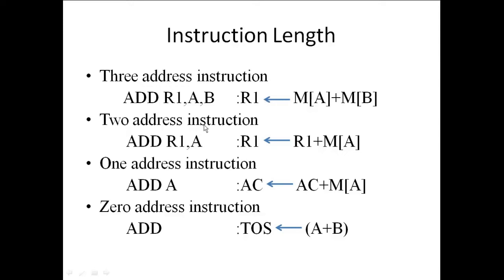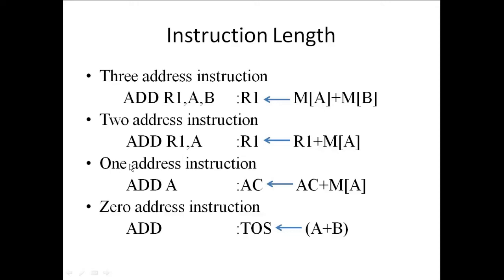Similarly, this is the 2 address instruction. This is the opcode. This is the destination location, and this is the source location, and the operation is defined like this: the destination R1 equals R1 plus memory location A. So these are the 2 operands, and the operand R1 is also modified after the execution. In the 3 address instruction, no modification is done in the source addresses, but in the 2 address instruction one source address, R1, is modified after the execution.